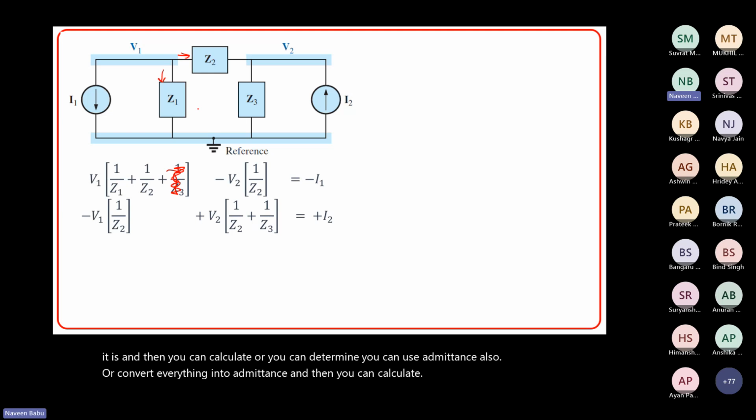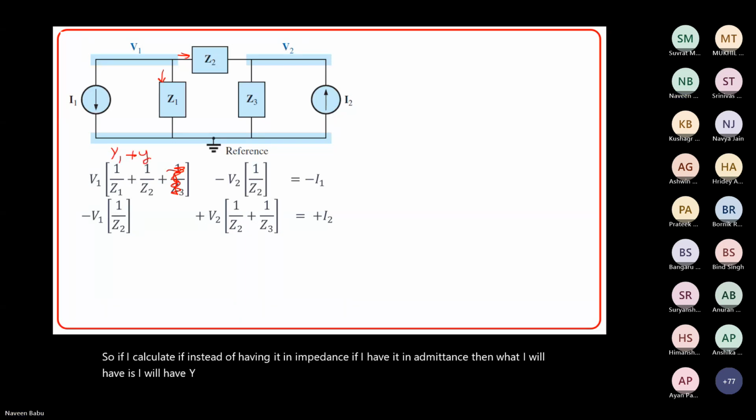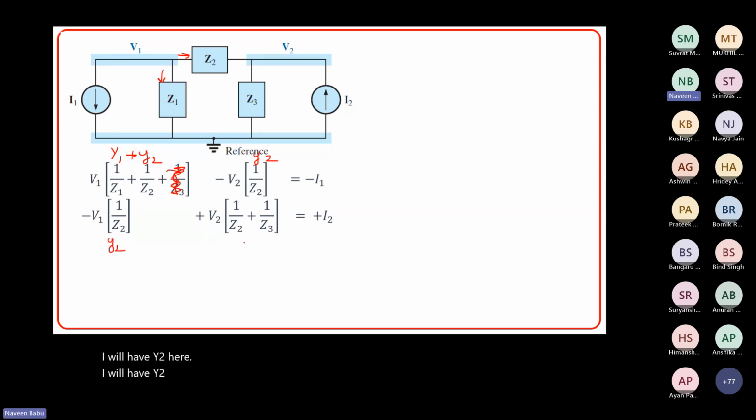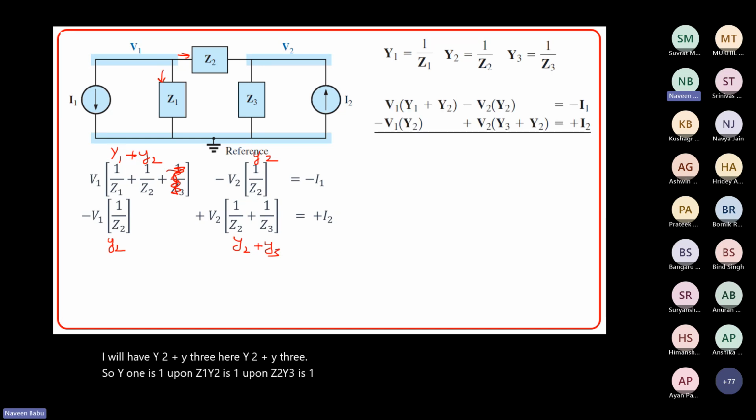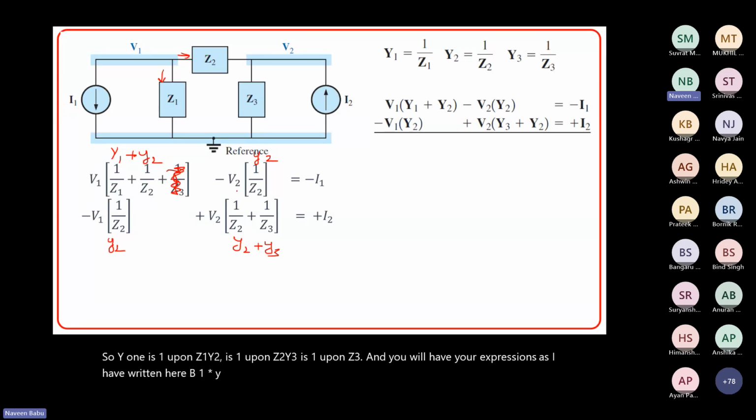So if I have it in admittance instead of impedance, then I will have Y1 plus Y2 here, Y2 here, Y2 here, and Y2 plus Y3 here. Y1 is 1 upon Z1, Y2 is 1 upon Z2, Y3 is 1 upon Z3. And you will have your expressions as I have written here: V1 multiplied by Y1 plus Y2, minus V2 multiplied by Y2, will be equal to minus I1; minus V1 Y2 plus V2 multiplied by Y2 plus Y3 is equal to I2.